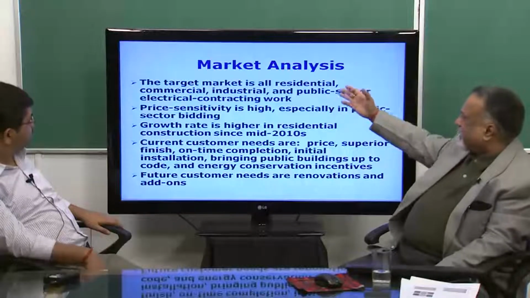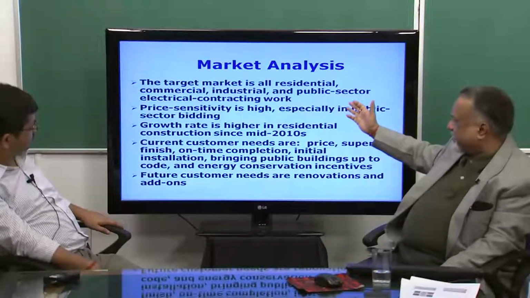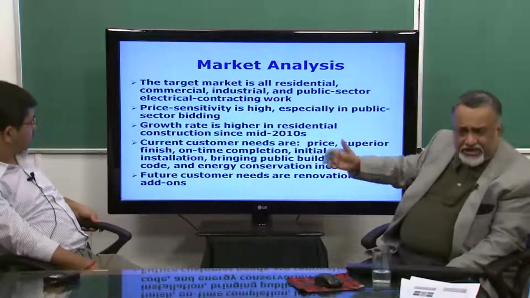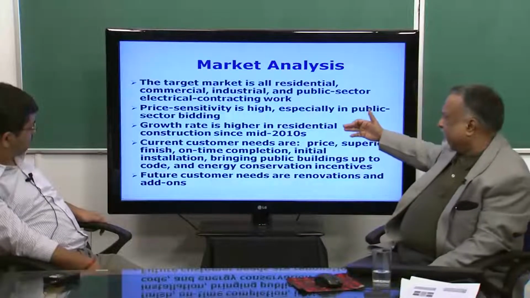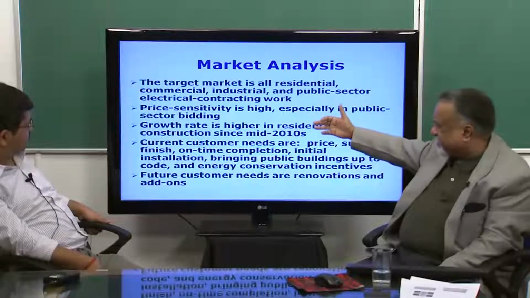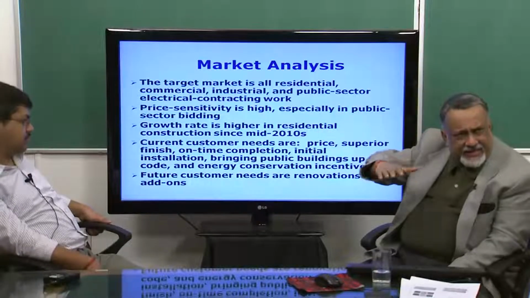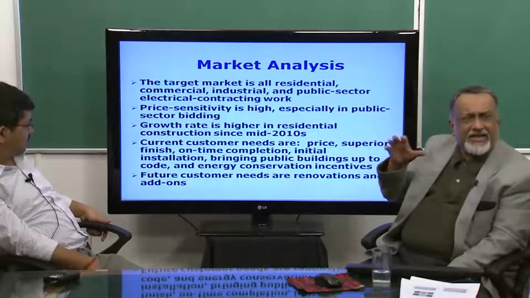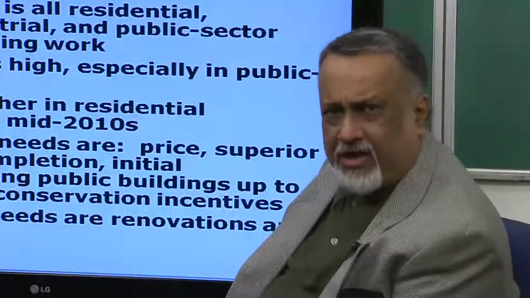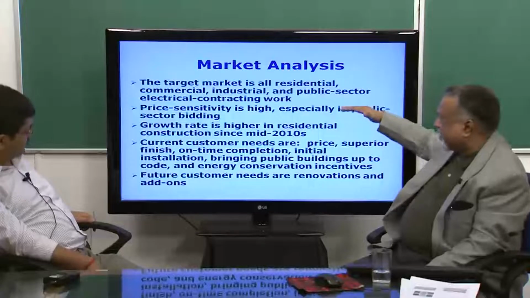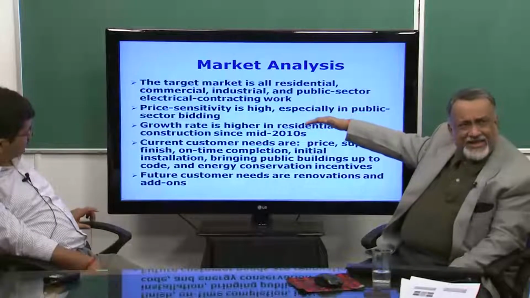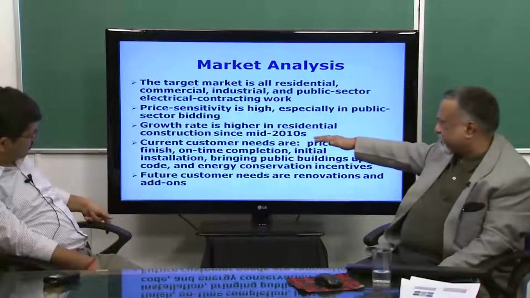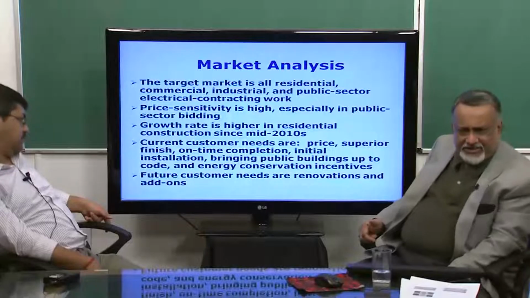And the target market is residential, commercial, and public sector. Price sensitivity is high, especially in public sector bidding, which I discussed just now. Growth rate is higher in residential construction, because since mid 2010 the industrial growth rate has been quite sluggish. Not many new investments are coming in facilities of commercial or industrial type. The market where JC Electrical plays is going through a slow growth phase, whereas an adjacent market, residential construction, is going through a high growth phase at the moment.